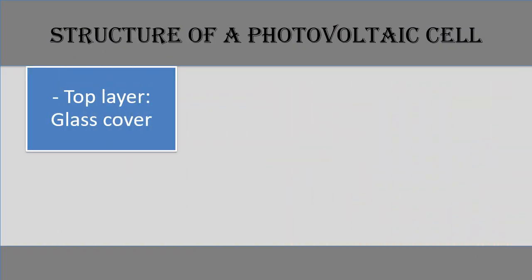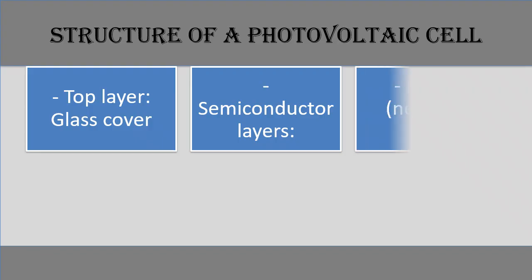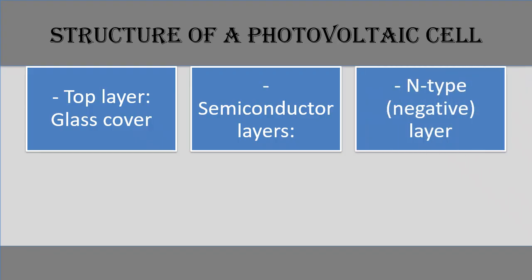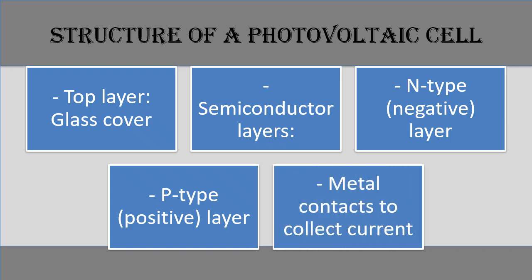Structure of a photovoltaic cell. A photovoltaic cell consists of several layers. The top layer is a transparent glass cover. Below that, semiconductor layers form a p-n junction, which is critical for separating electrons and holes. Metal contacts are placed to collect and transport the generated current.